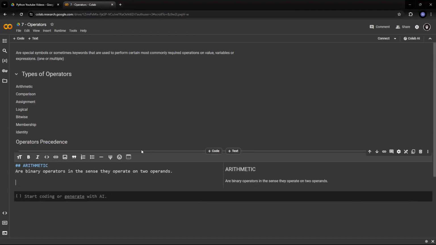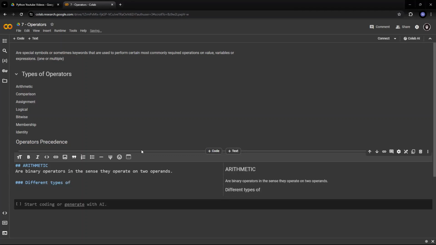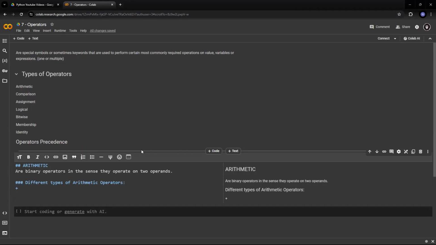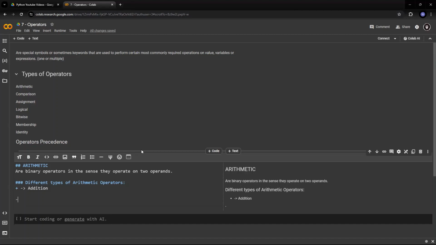Now, what are the different types of arithmetic operators? The first one is addition. So this symbol is used for addition. This symbol, I don't know whether you're able to see this.